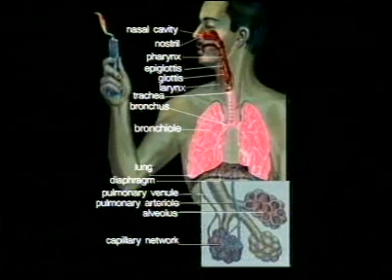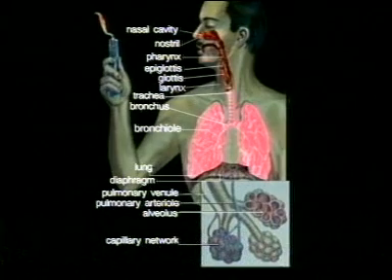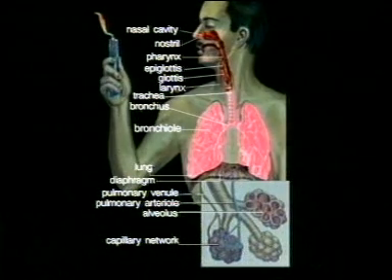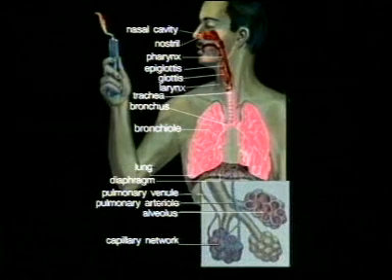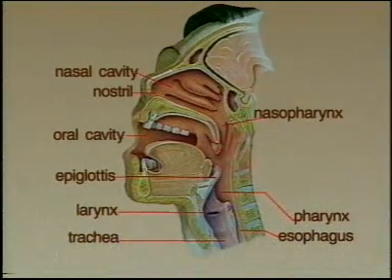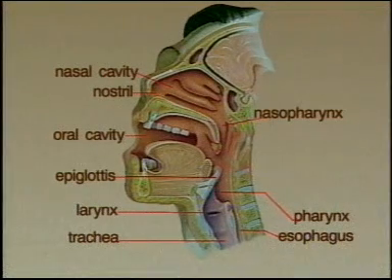These parts are the nostril, the nasal cavity, the pharynx, epiglottis, glottis, larynx, trachea, bronchus, lungs, diaphragm, pulmonary venule, pulmonary arteriole, alveolus, and the associated capillary network. Now, if we analyze the nose first, it consists of two nasal cavities with specialized ciliated cells in the narrow part of the nasal cavities, acting as receptors. The nasal cavity opens into the upper portion of the pharynx, also known as the nasopharyngeal region, or nasopharynx, which is visible in these figures.